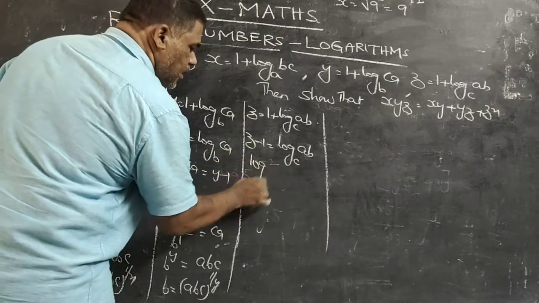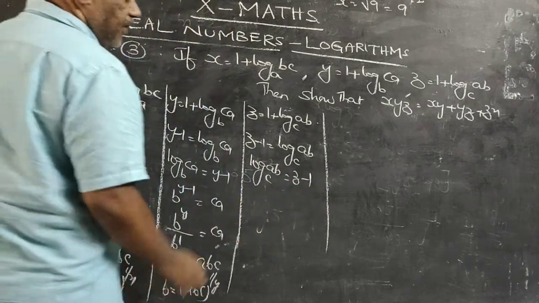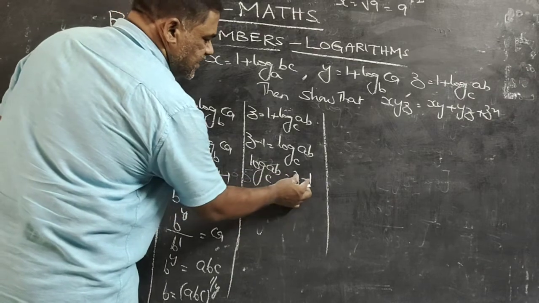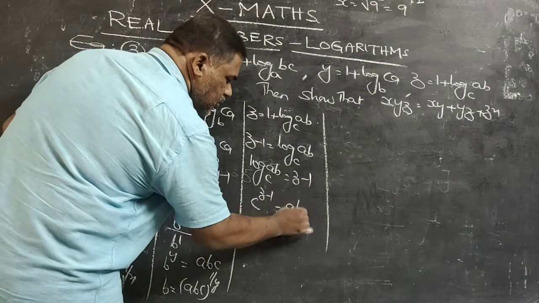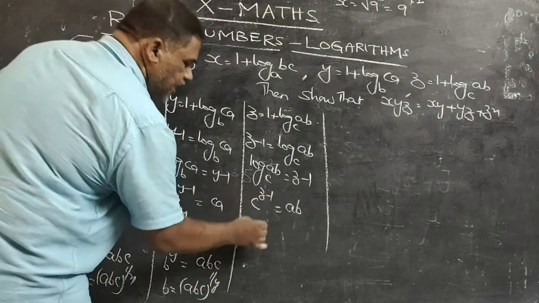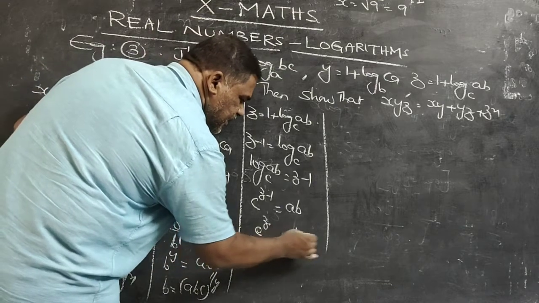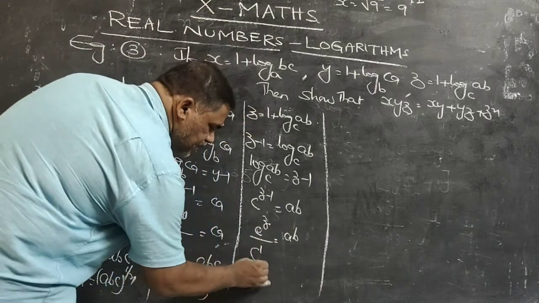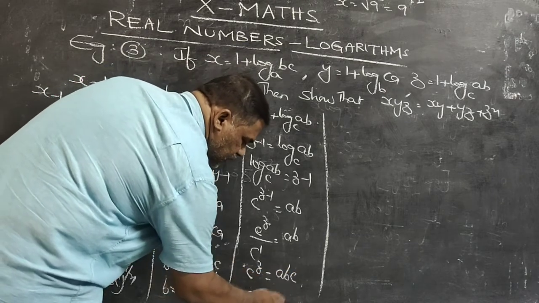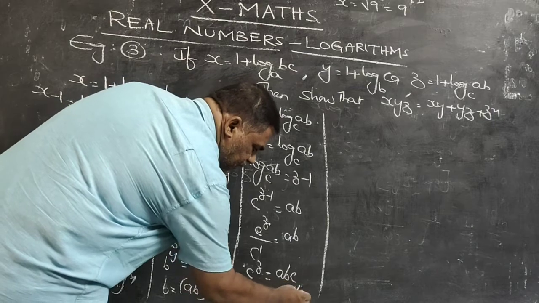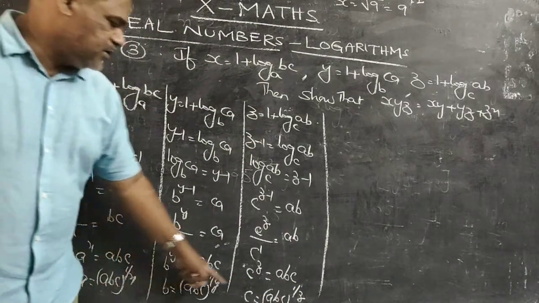Now look here. Here we got log ab to the base c is z minus 1. When we remove logarithm, ab comes here, z minus 1 goes there, c to the power z minus 1 is equal to ab. A to the power m minus n can be written as a to the power m by a to the power n, that is ab. Cross multiply, c to the power z is equal to abc. C is equal to abc to the power 1 by z. So we got a value, b value, c value.